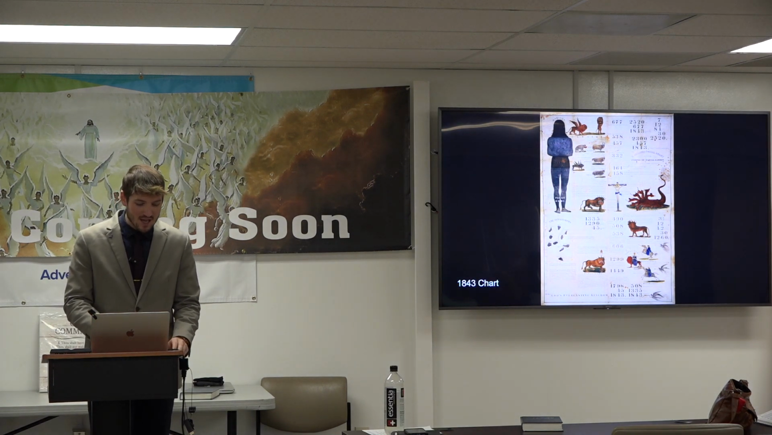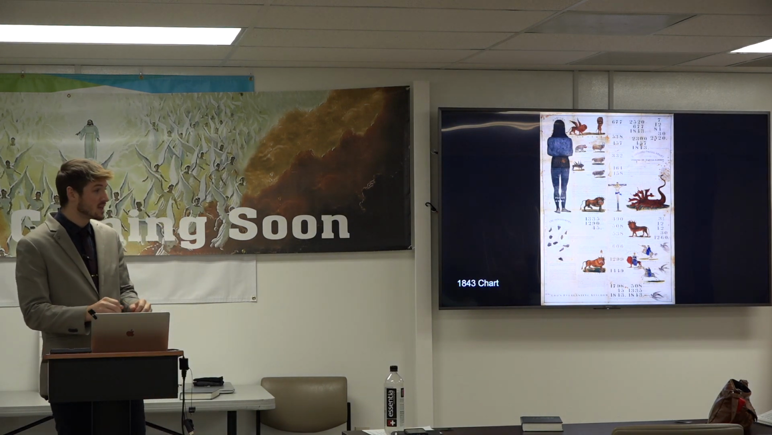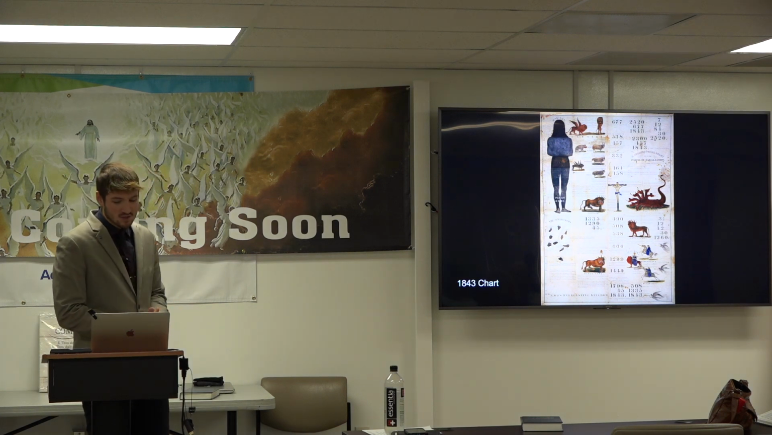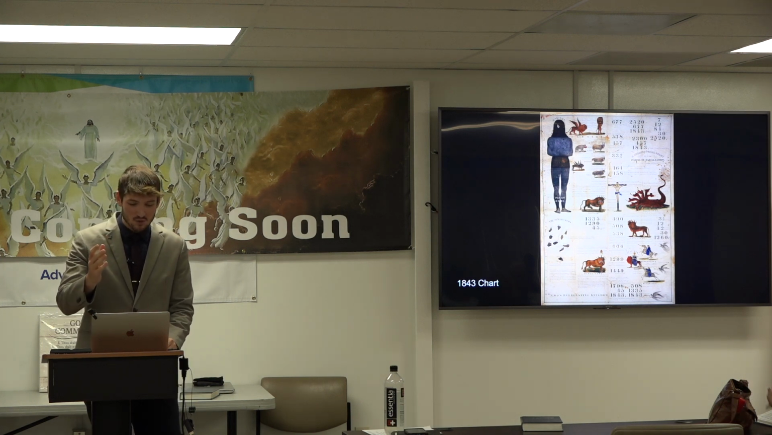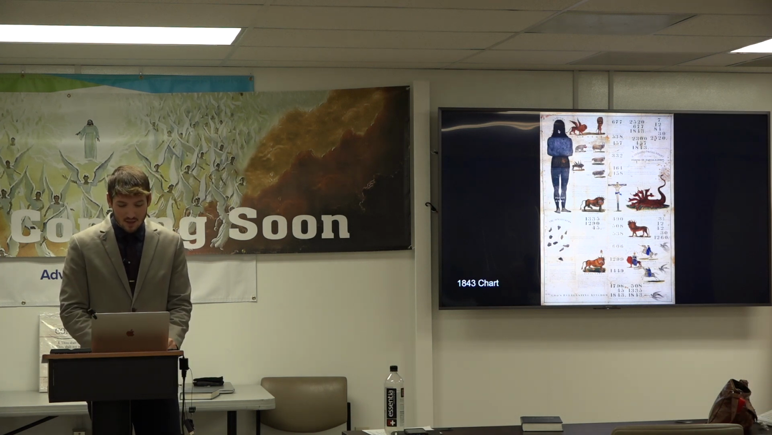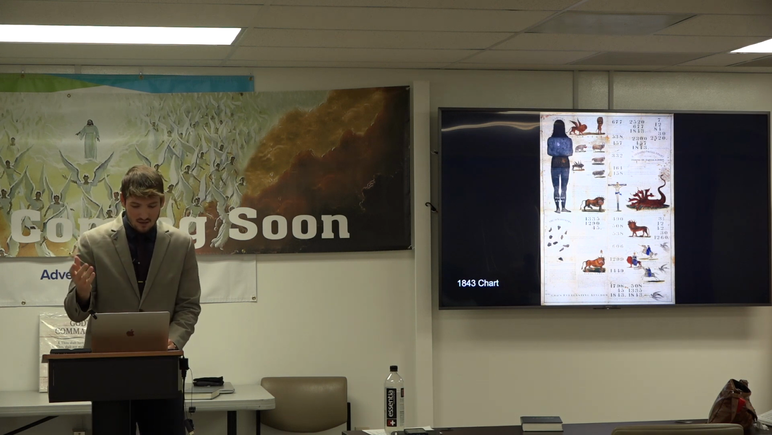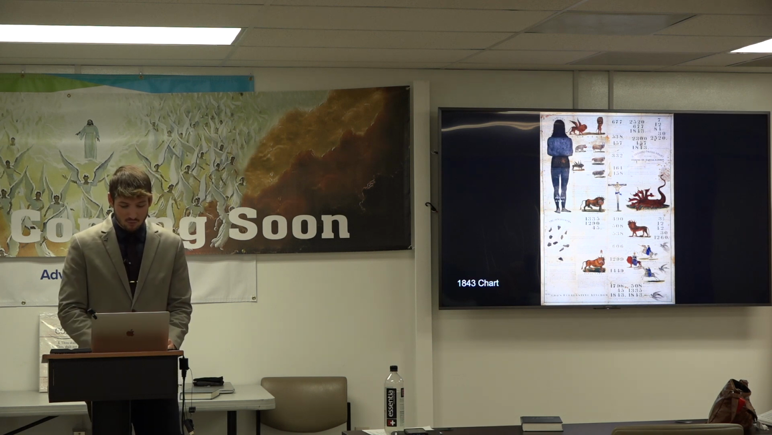The first one was the 1843 chart. This was created during that year, and it summarized the visions of Daniel and Revelation, starting with Daniel 2, where you have the statue of King Nebuchadnezzar's dream: the head of gold, the chest and arms of silver, the hips of brass, the legs of iron, and then the feet of iron and clay. And he moves through the entire progression of Daniel 7, of Daniel 8.